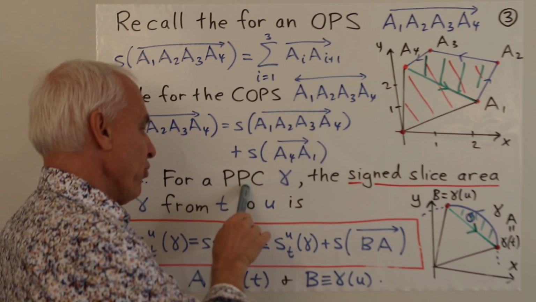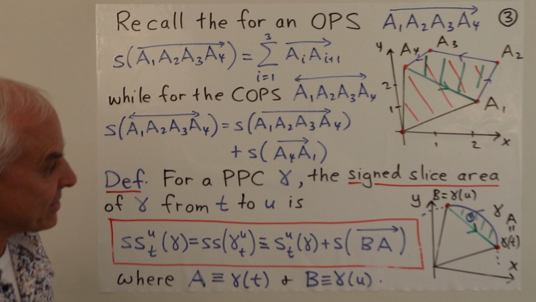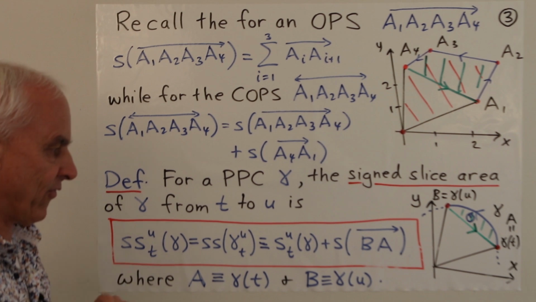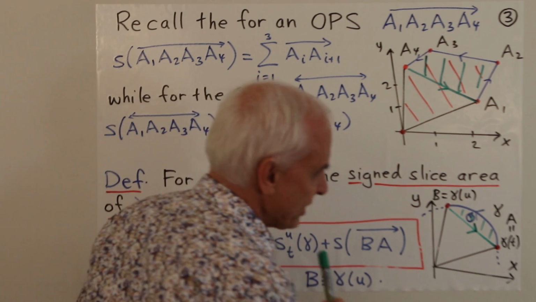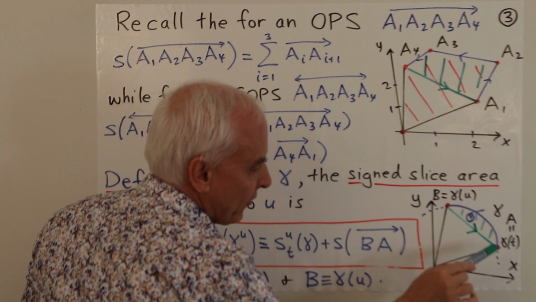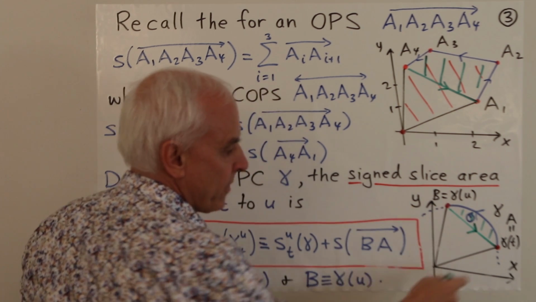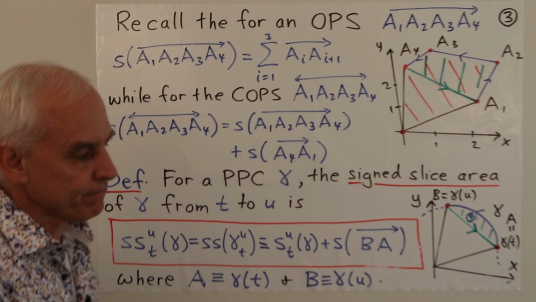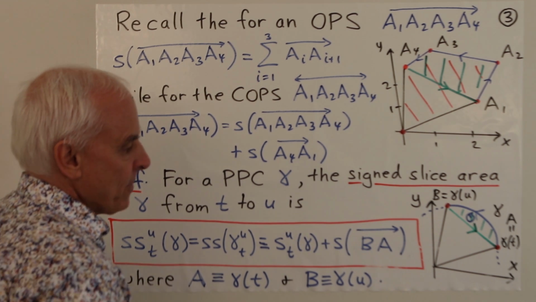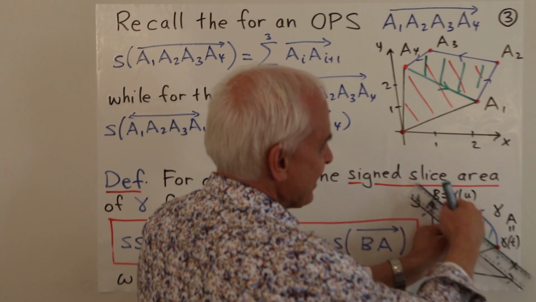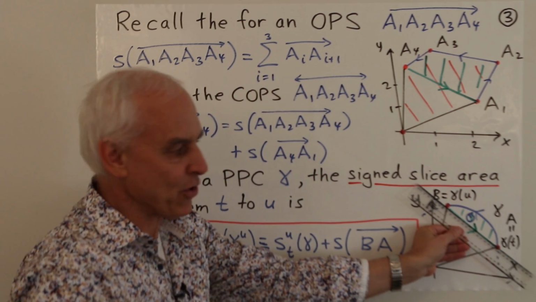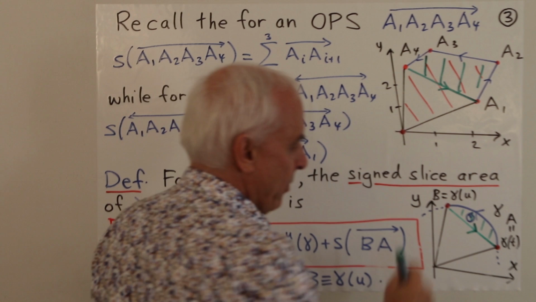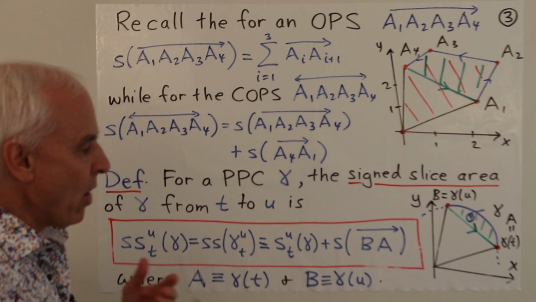For a polynomially parametrized curve gamma, the signed slice area of gamma from t to u is, so here's the picture, let's have a look at that. So here's a curve, and there's a segment of a curve from here to here. From A, which is gamma of t, all the way up to B, which is gamma of u. What we want to get at is the region formed by slicing off a portion of the curve. We just cut from A to B. And then this region here is what we want to get at.